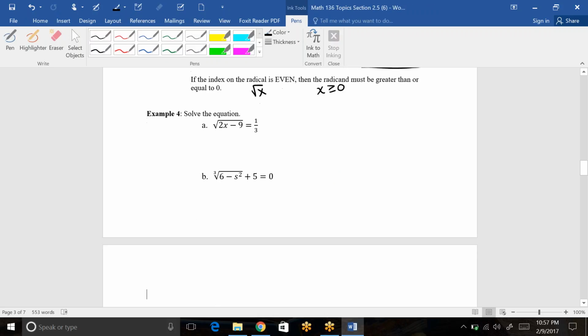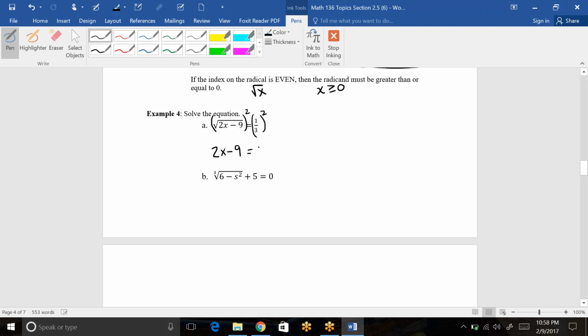So we're going to start off with A, because I did a little bit farther down was the example that I picked to do it in class. This is isolated already on this side by itself, so we're ready to get rid of it by squaring both sides. If you square this, square root and a square cancel, and that would just be 2x minus 9.